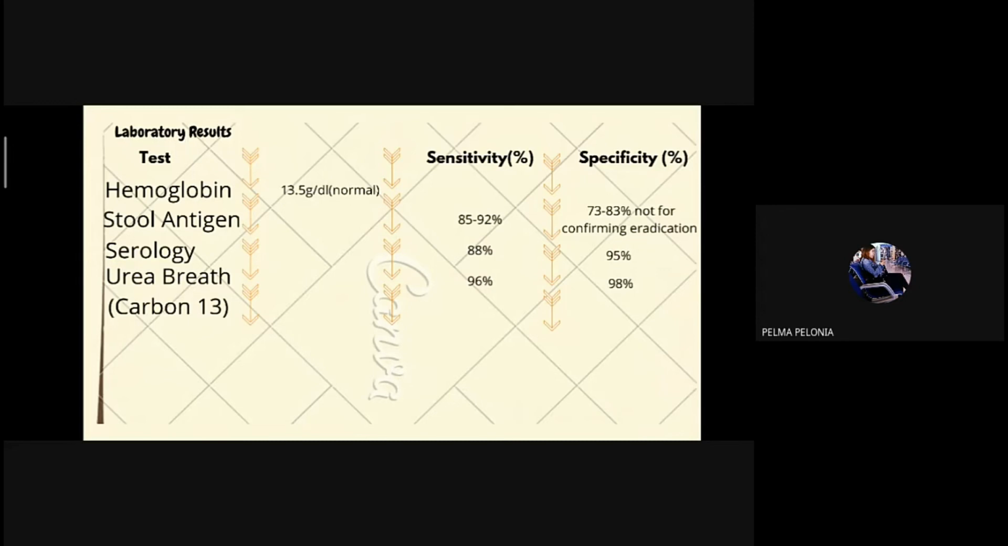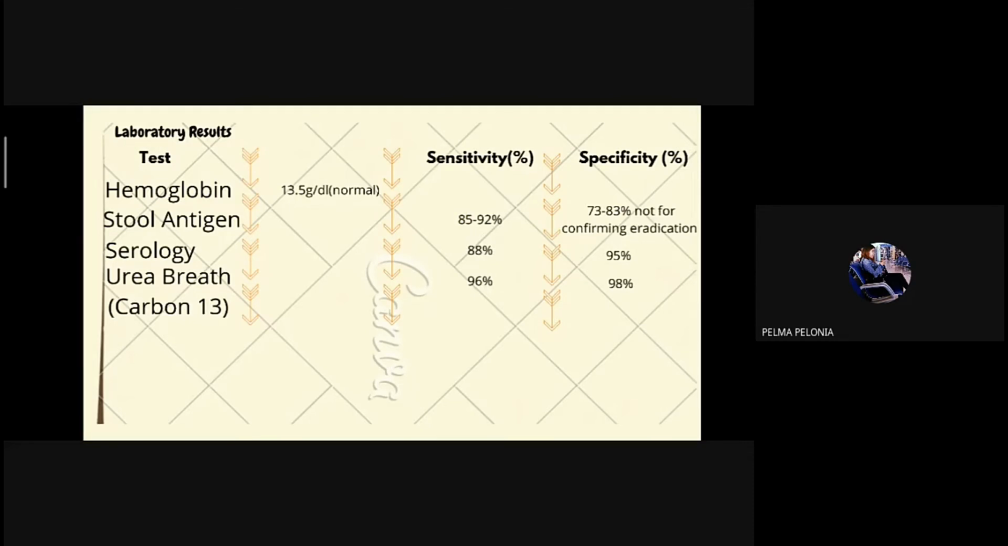Some tests involve serologic tests. It is an accepted method for detection of Helicobacter pylori. Sensitivity of this assay is generally in the range of 85 to 95% and the specificity in the range of 75 to 95%.